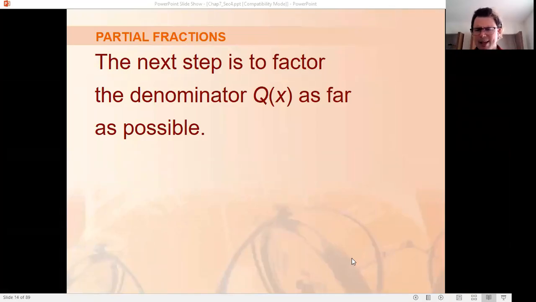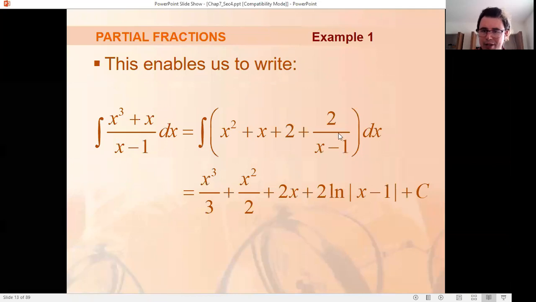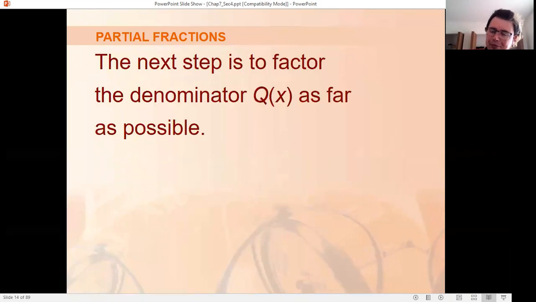Well, that's great and all when I know how to do my antiderivative, right? I can do my antiderivative of 2 divided by x minus 1, but I'm not guaranteed to get something nice on that denominator. So oftentimes, after the long division step, I will need another step.